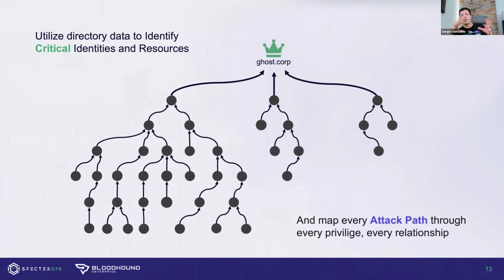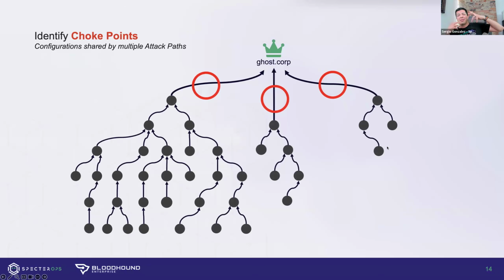Really, BloodHound Enterprise starts with identifying your most critical identities and resources in Active Directory and Entra ID. It maps every attack path continuously through every privilege, through every relationship. It will then go and identify choke points, or configurations shared by multiple attack paths, with the idea being that we can remediate a choke point and drop risk rather than focusing on each individual path that may exist.